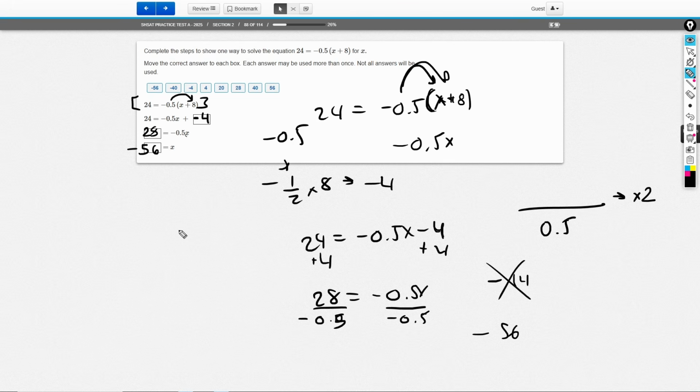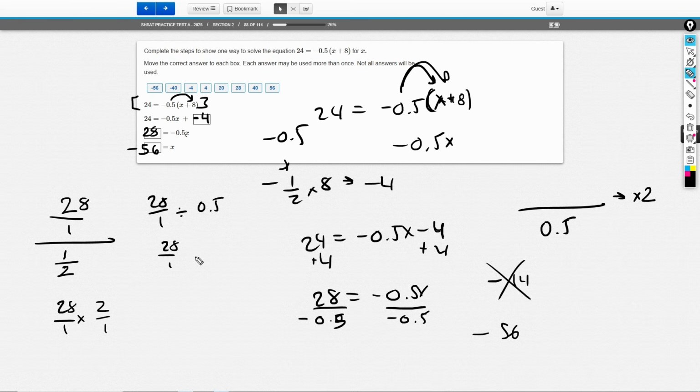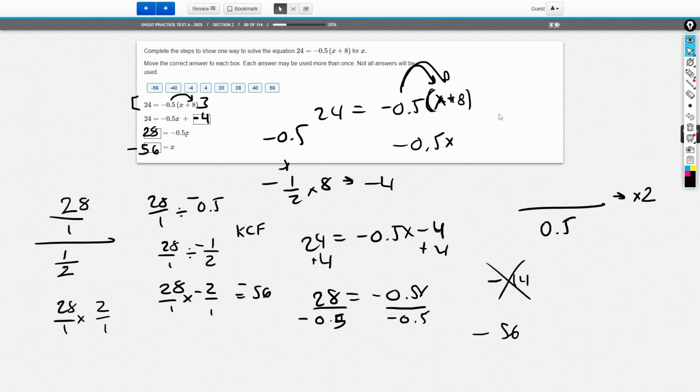If that confuses you, think about it in terms of a fraction. Here I have 28 over 1 divided by 1 over 2. Remember that when you divide fractions, keep, change, flip. So 28 over 1 times 2 over 1. 28 over 1 divided by 0.5 is the same thing as saying 28 over 1 divided by 1/2. So here we have 28 over 1. We change this into multiplication, and then we flip this into 2 over 1 to get 56. Of course, it was negative here, so we have to assign this negative 56, and that's going to be our answer. Okay?